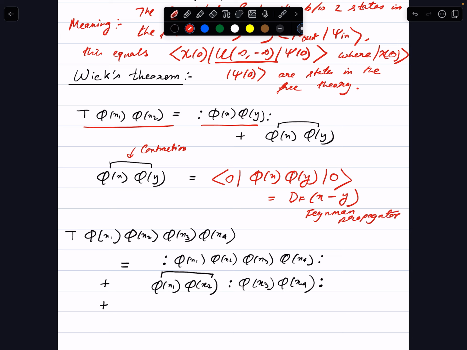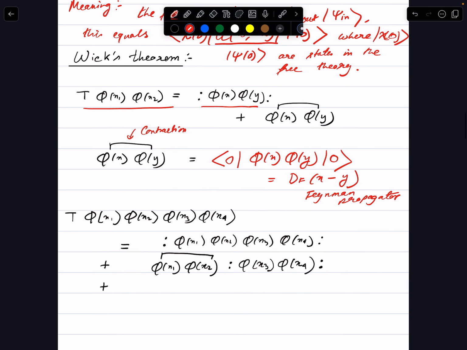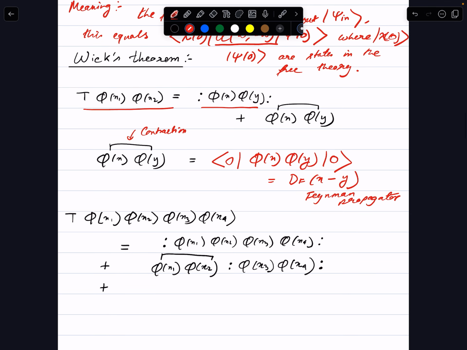Okay. So the rule is, I have a time ordered thing, and it will be normal ordered plus a contraction, where you contract the fields at the 2 points. So this line is called a contraction. It is as if you are contracting the fields at 2 points, and this contraction is nothing but the 2-point correlation function. There are 2 points, so this is called a 2-point correlation function, or a 2-point function.